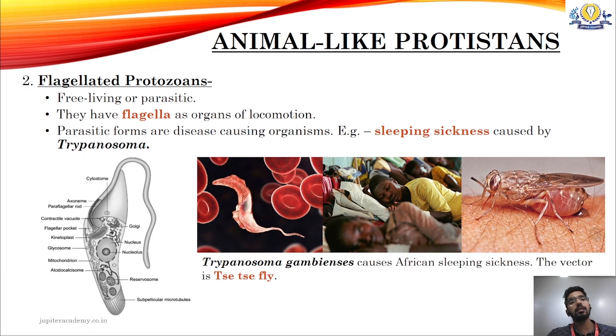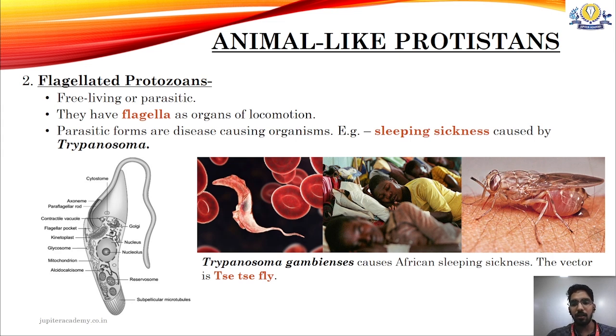The second one is flagellated protozoans. These can be free living or parasitic. As the name suggests, they have flagella for locomotion. Parasitic forms are generally disease causing. An example is sleeping sickness caused by Trypanosoma. Trypanosoma gambiense causes African sleeping sickness, where the host is put to sleep.